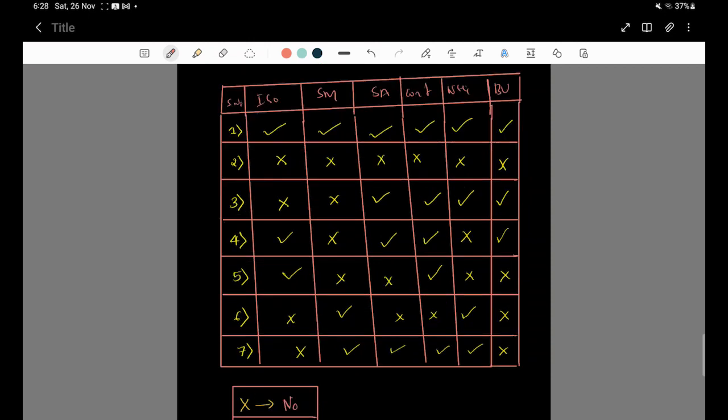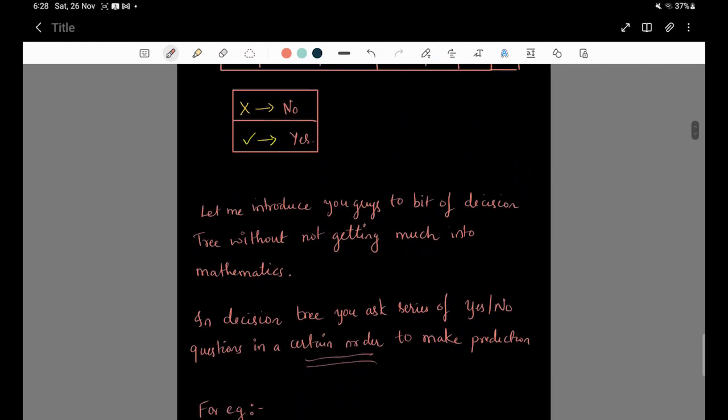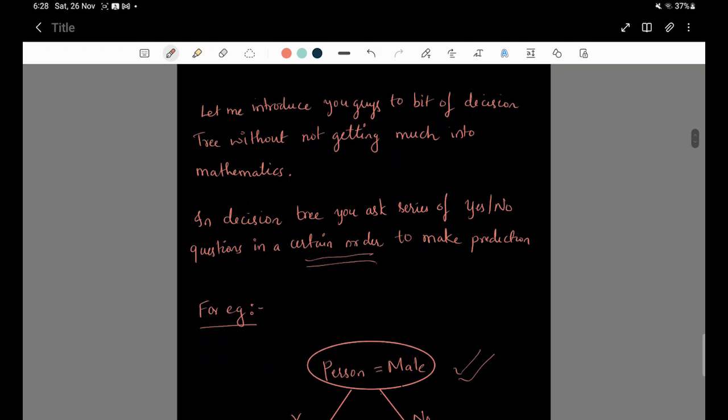As we see trees in a forest, in random forest we see multiple decision trees. So before understanding how random forest works, it becomes our duty to understand how a decision tree basically works. Let us take a simple example and try to understand it, and let us not get much into the mathematics of it. In a decision tree, you ask a series of yes-no questions in a certain order to make a prediction. Here please note that the words certain order are very important.